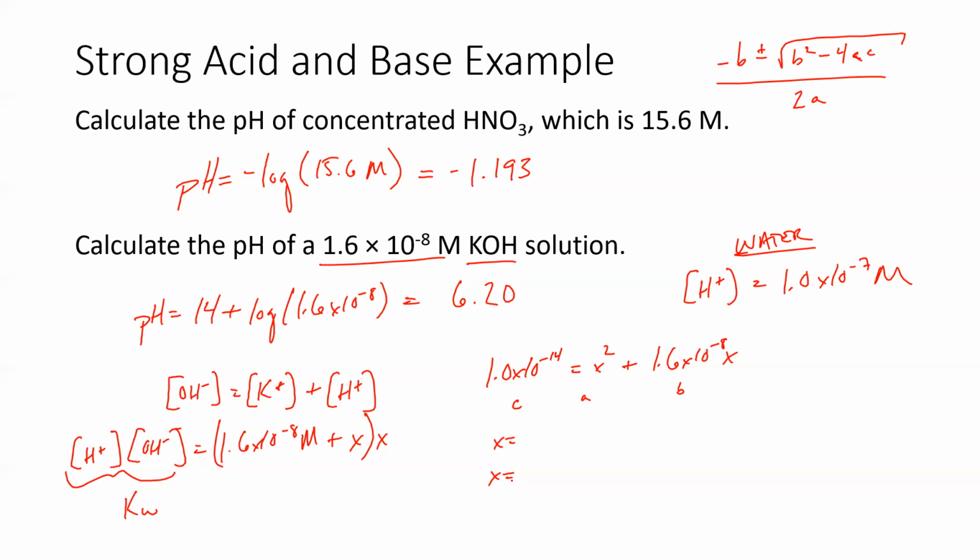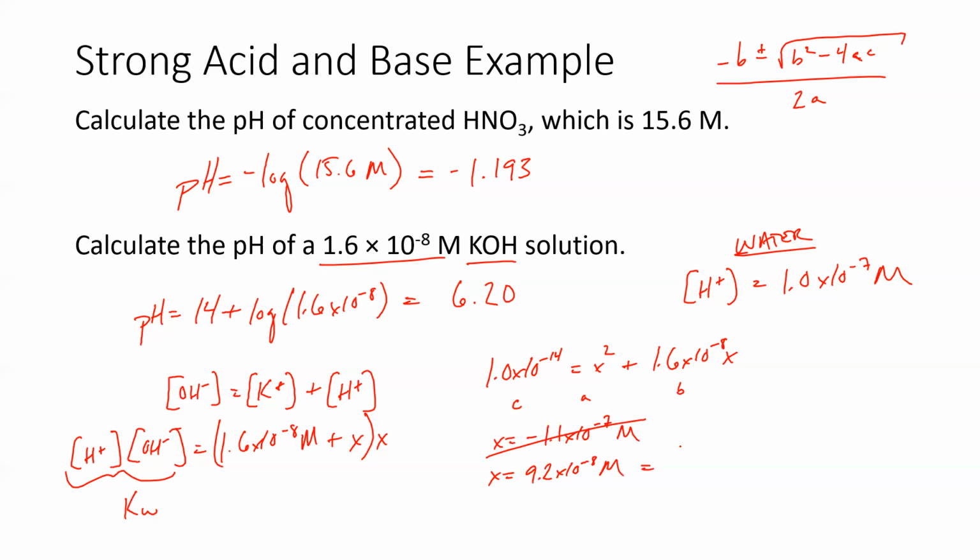I got a positive and a negative. Do I need the negative one? No. Can't have negative concentration. The negative one I got was negative 1.1 times 10 to the negative 7 molar. That's no good. The positive one I got was 9.2 times 10 to the negative 8 molar. Hopefully you got something like that.